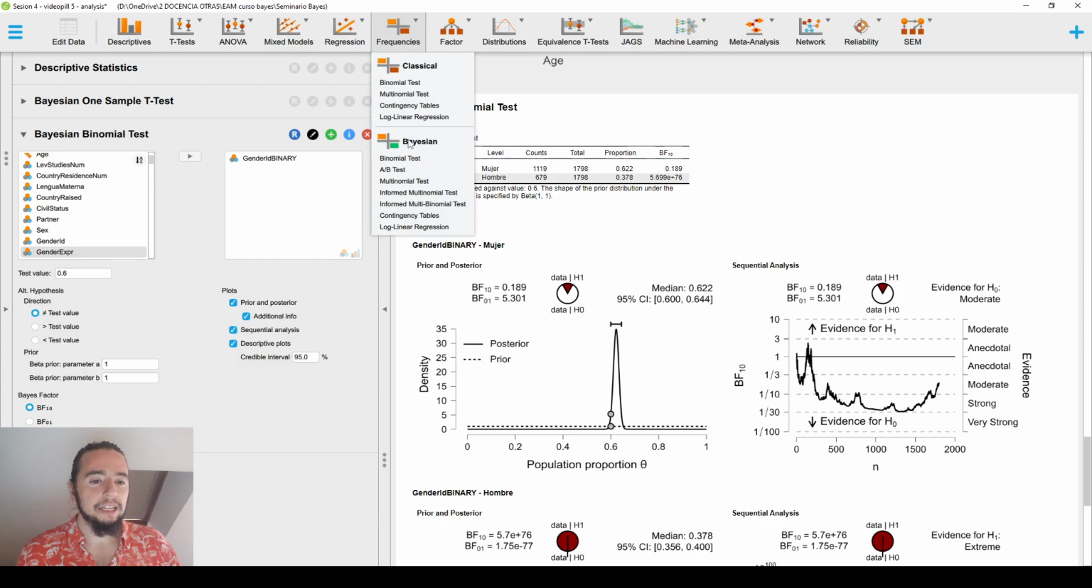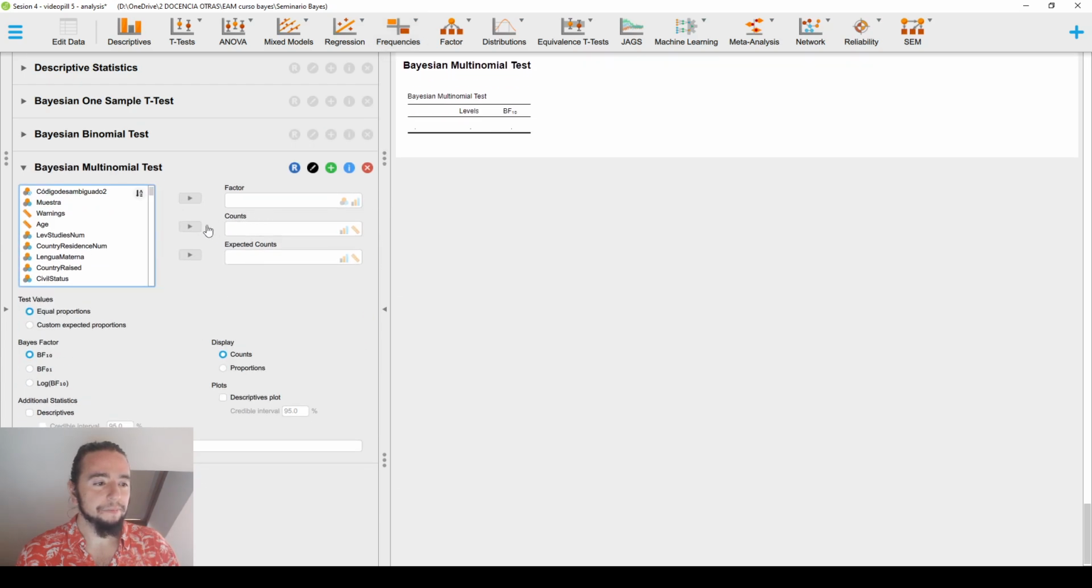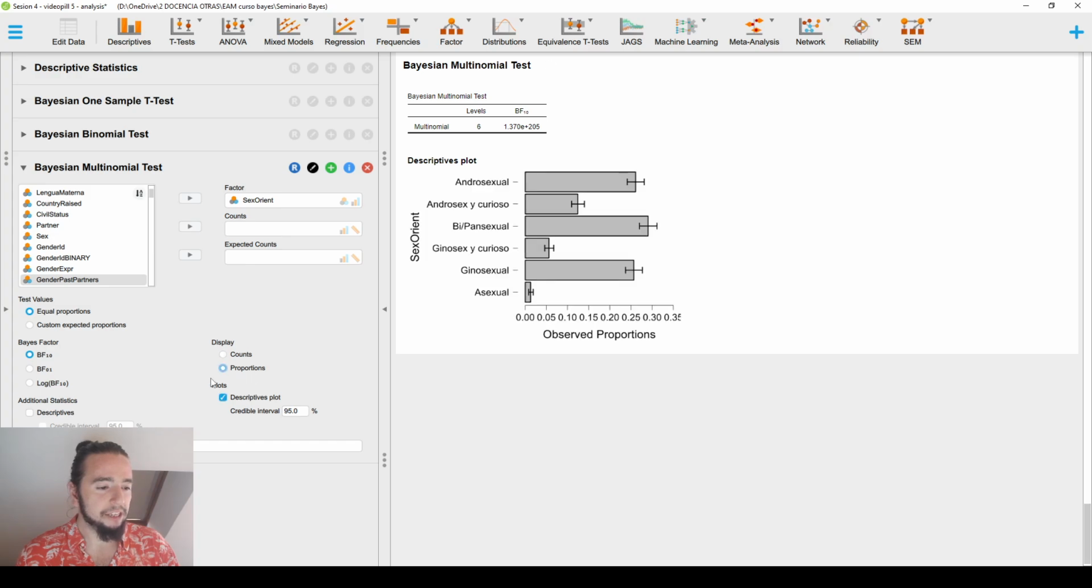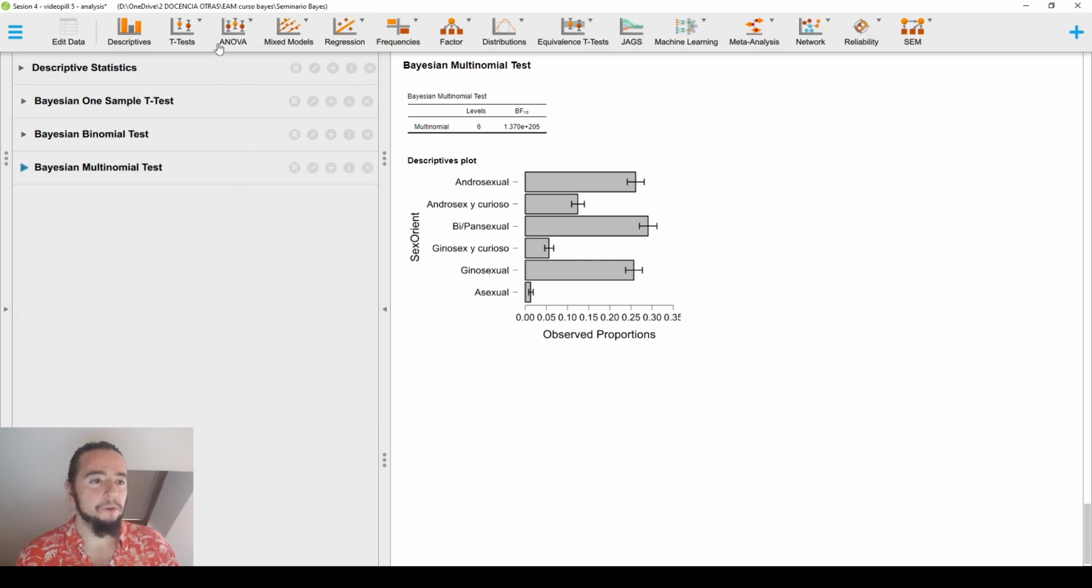Okay, let's go to the multinomial test, for example, and take sexual orientation. Let's have it non-informative and ask for proportions and the descriptive plot. And here are our proportions with their credible intervals, and the priors could be like this, everything equal, or you can specify which proportions or which frequencies you expect.